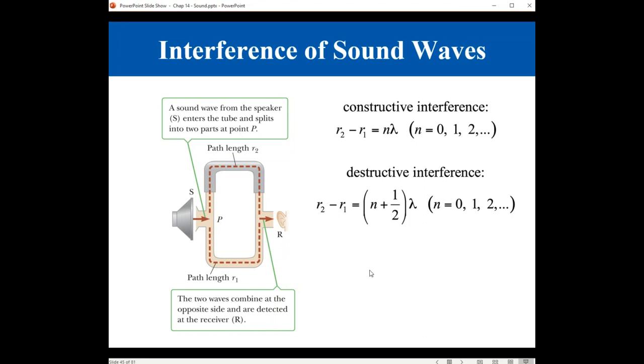If the path difference between the two sources is an integer multiple of the wavelength, we have constructive interference, louder sounds. If the path difference, R2 minus R1, is an integer multiple of lambda plus 1/2 wavelength, we have destructive interference, which will be reduced loudness or zero loudness.